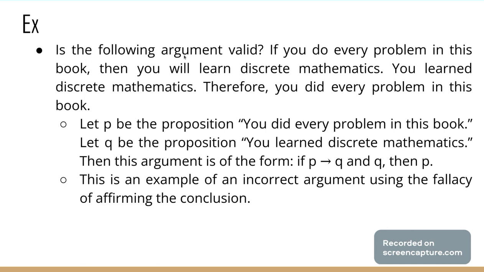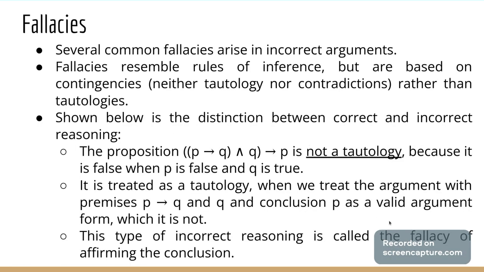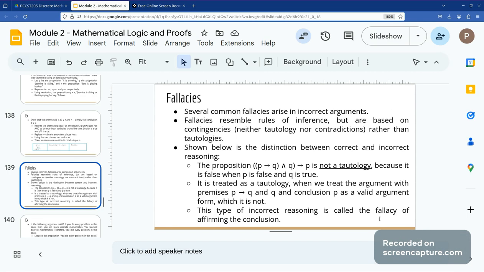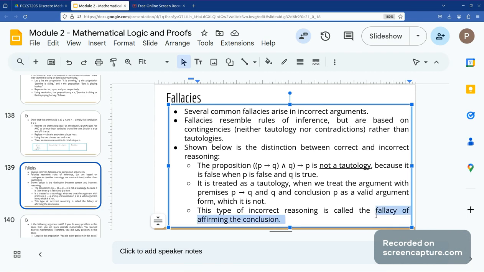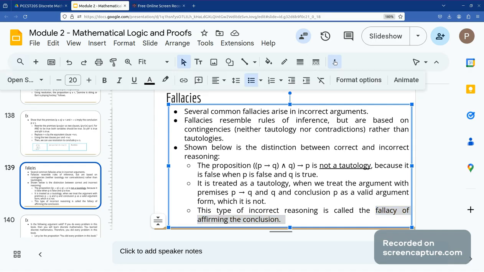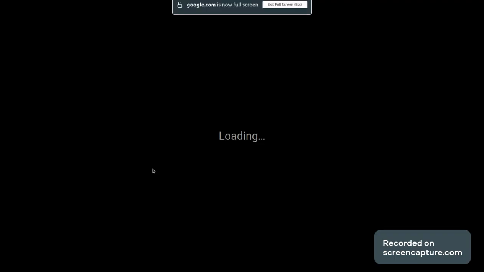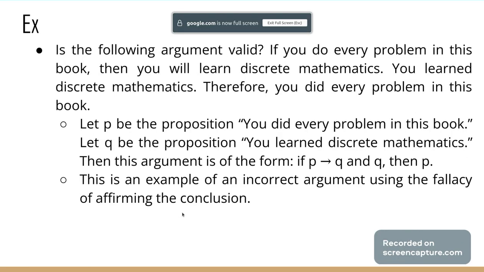Is the following argument valid? If we do, we are looking at examples of the fallacy of affirming the conclusion. Okay, let me just underline that. It is called the fallacy of affirming the conclusion. Okay, let's look at an example.